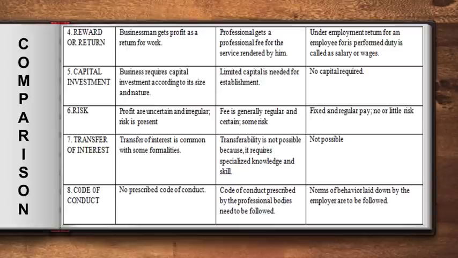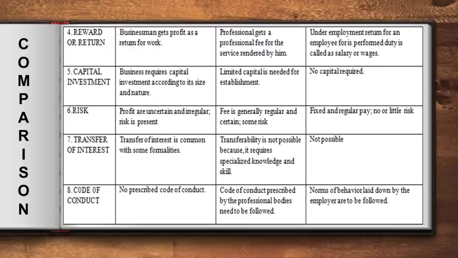Sixth one, risk. Under business, it says profits are uncertain and irregular, risk is present. So they say under business, you will have to take risk, a lot of risk is there. Under profession, it says fee is generally regular and certain, some risk. Okay, so here they're talking, girls, in terms of money. Okay, so let's go back to the previous one. In the case of business, they are saying yes, it's very risky because we don't know if we are going to make a profit or not. Maybe some months we'll make a profit, and other months we may end up making a loss. So because of that, financial risk is there.